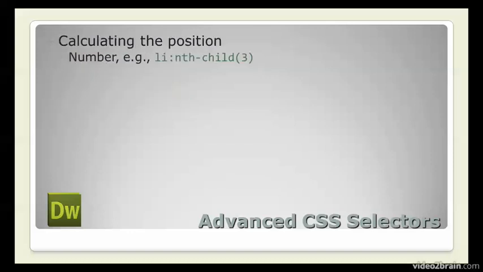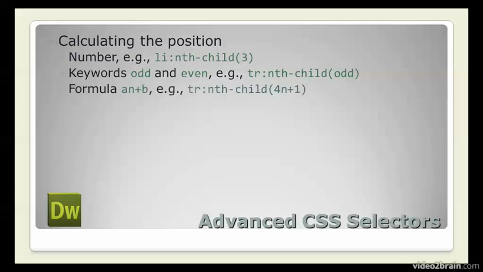To calculate the position used by any of these pseudo classes, you can use a number within the parentheses. So in this example, this would look for the third list item within its parent, which would either be an unordered list or an ordered list. You can also use the keywords odd and even. So in this case, tr:nth-child(odd) would style every odd row within a table.